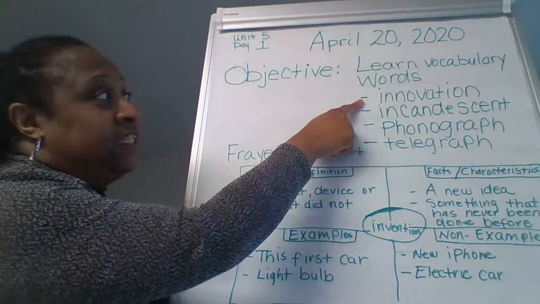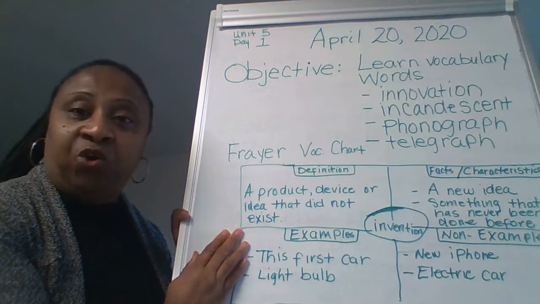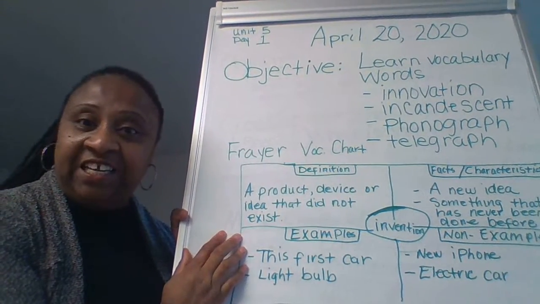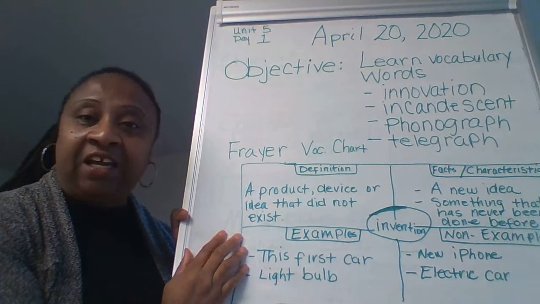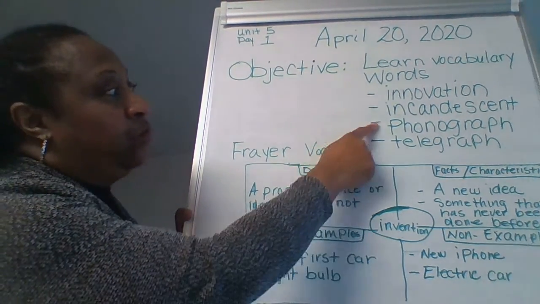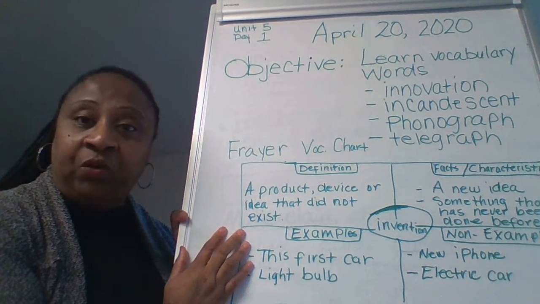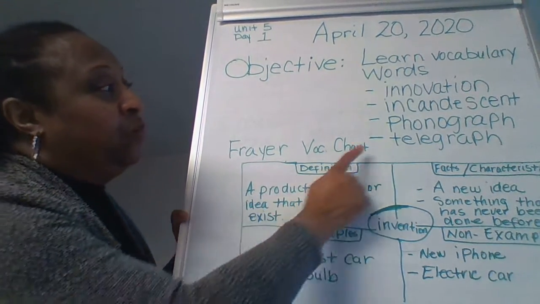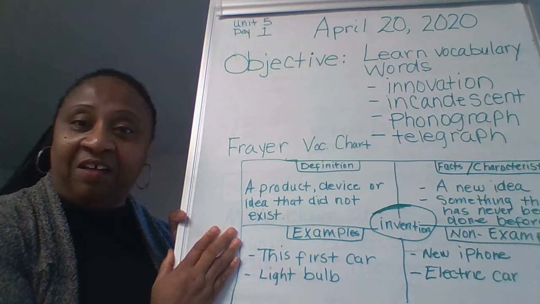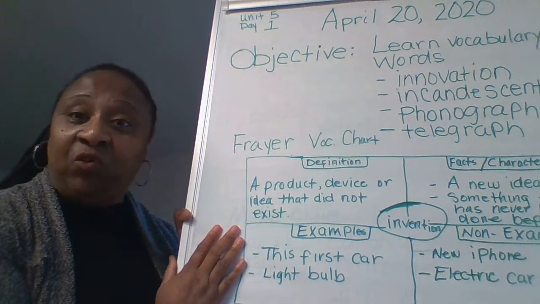The first word is innovation. Innovation. Repeat that word after me. Innovation. The second word is incandescent. Repeat after me. Incandescent. The third word is phonograph. Say phonograph. The fourth word is telegraph. Say telegraph. These are the 4 words that we will be focusing on for today.